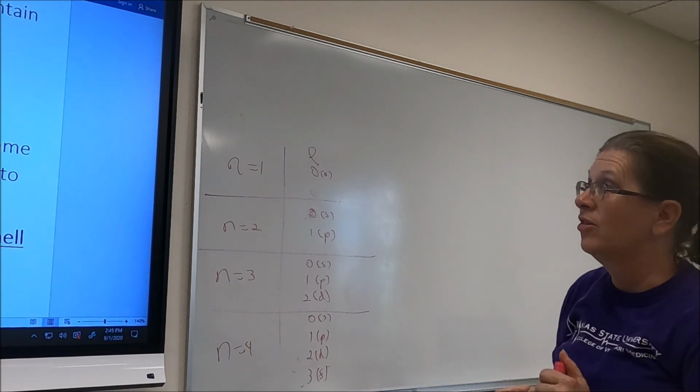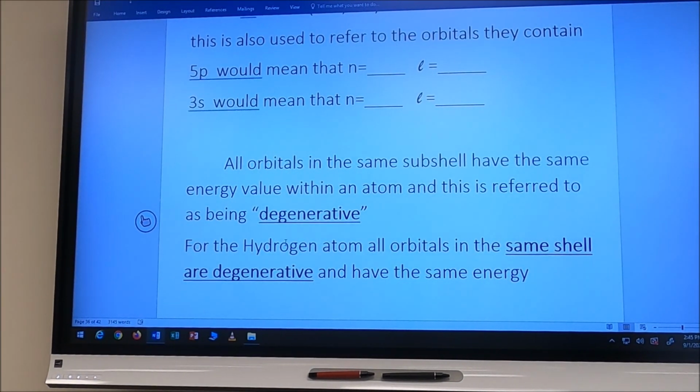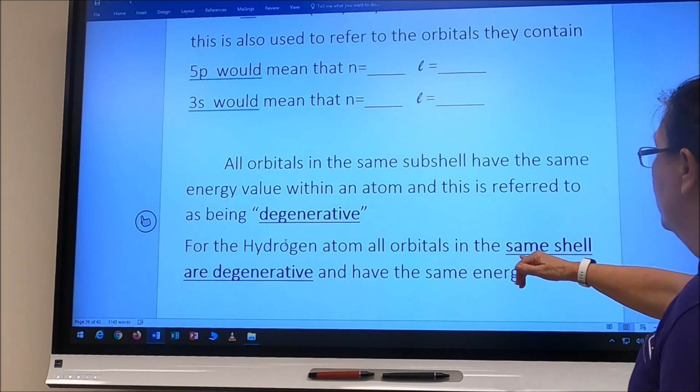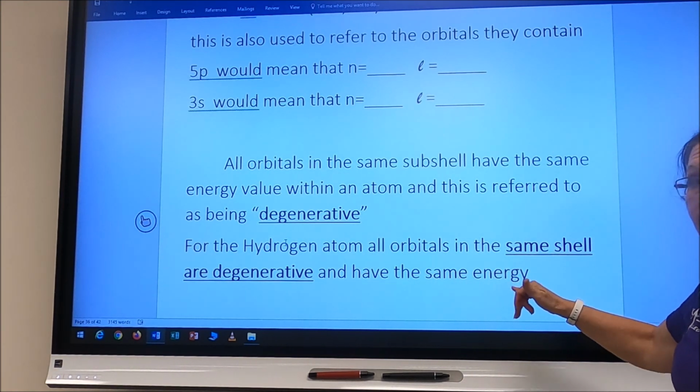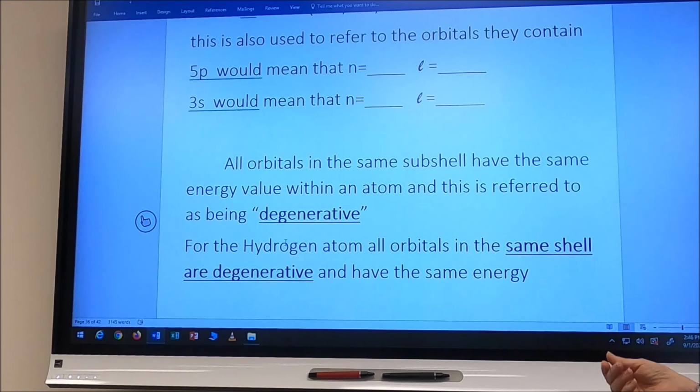Now, all orbitals in the same subshell are said to be degenerate. When we use the word degenerate, it means that they have the same energy. So if I have more than one p orbital, and hint, there are 3, they're all going to have the same energy. For a hydrogen atom, all orbitals in the same shell are degenerate and have the same energy. So for hydrogen, every orbital in the second shell has the same energy. But if I'm looking at a copper atom, every electron in the same subshell has the same energy. So there's a difference. Hydrogen is a different beast.